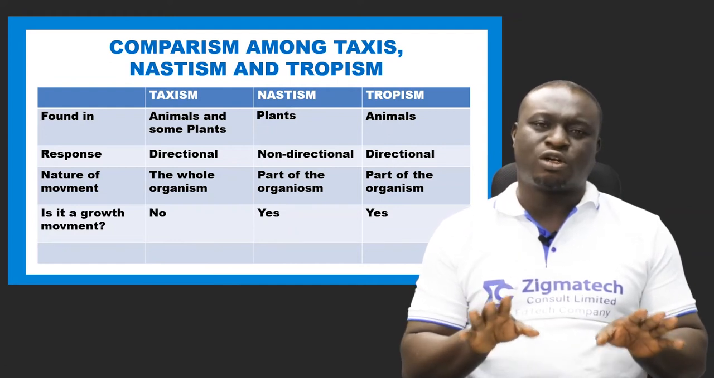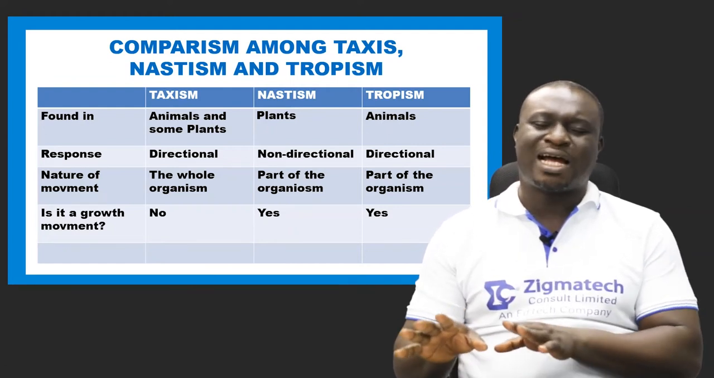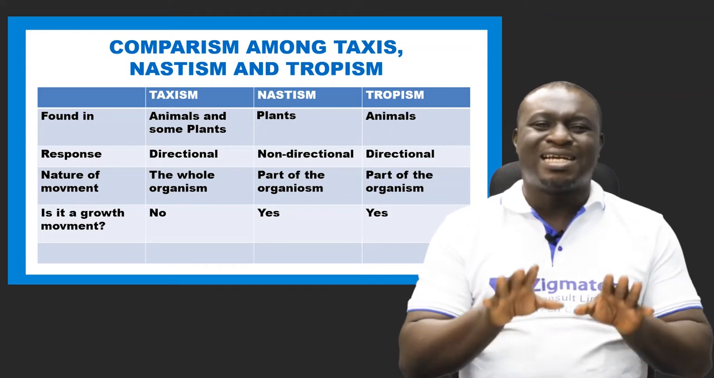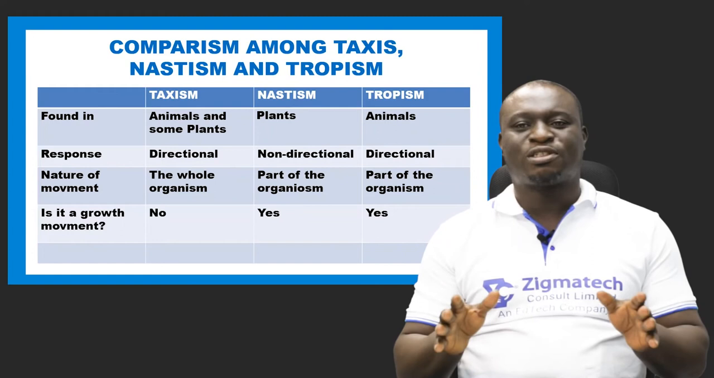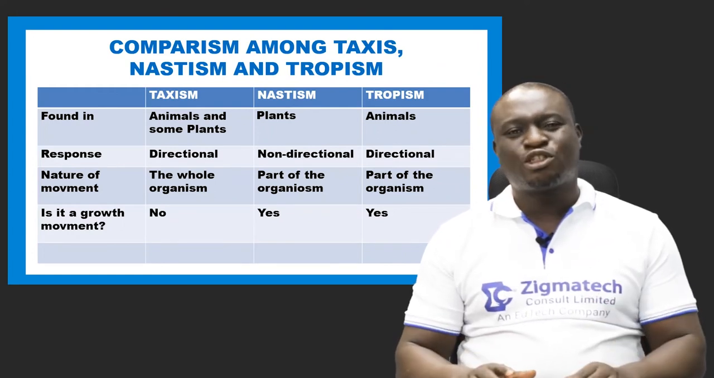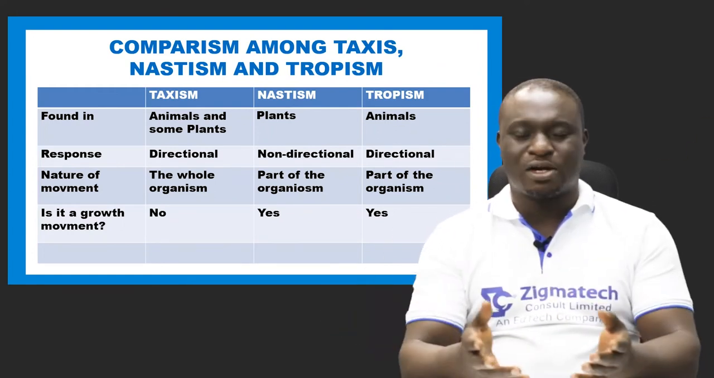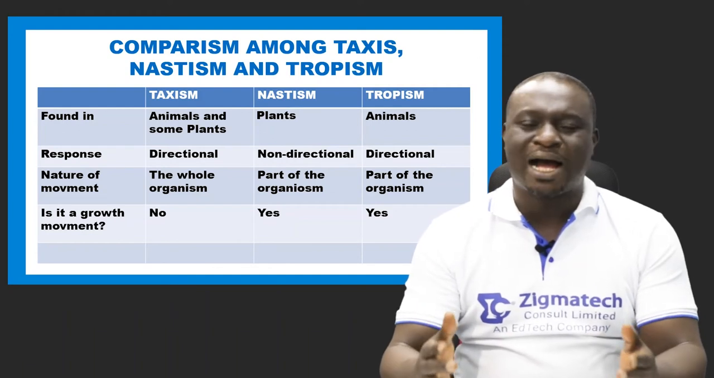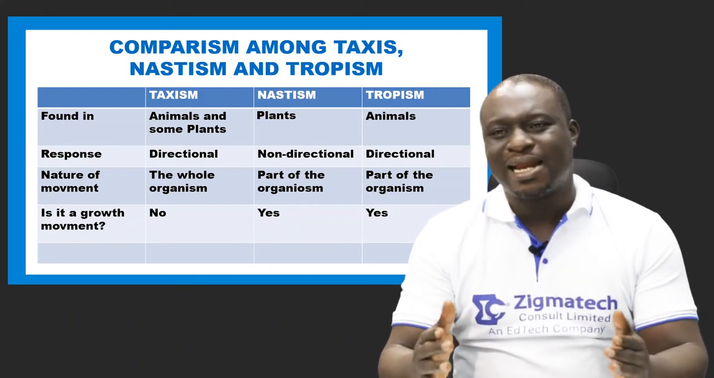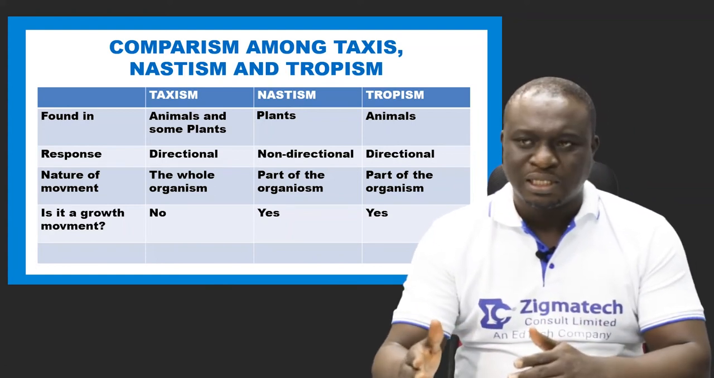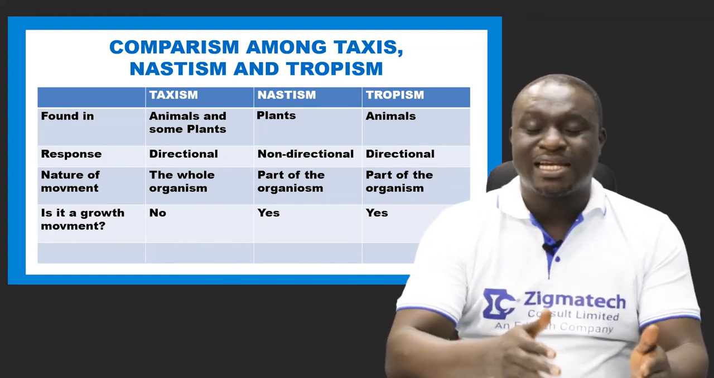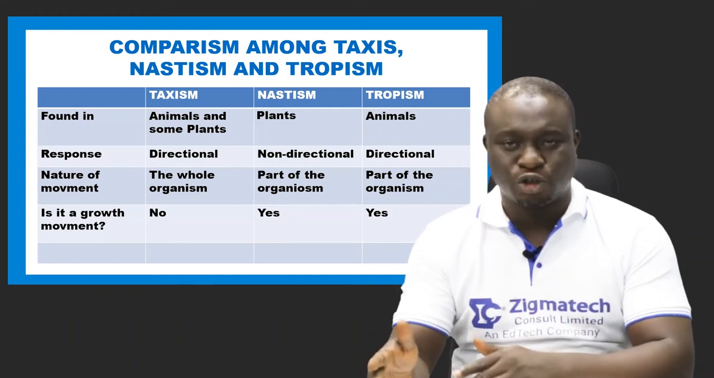Another parameter we can use to compare these three types of responses is nature of movement. In terms of taxism, the nature of movement is the whole organism. The whole organism actually moves. But in nastism, it is part of the organism that moves. And in tropism, it is also part of the organism that moves.